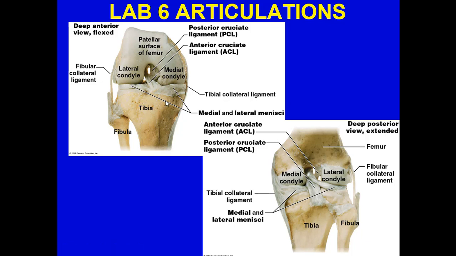Now here I've stripped away more of this and gotten a different view. So I have the ACL here, okay? I've got the medial and lateral menisci here and here. The tibial collateral ligament is right here. The fibular is right back there. The tibia and the fibula are here. And you can see where the ACL and the PCL are.